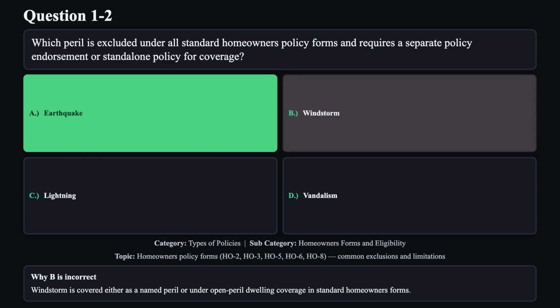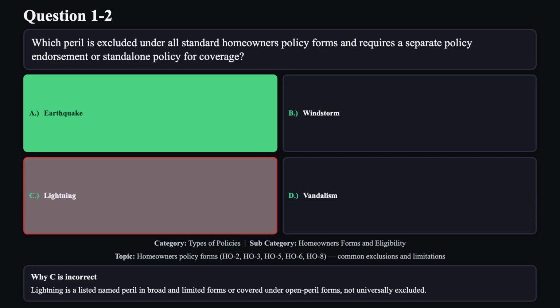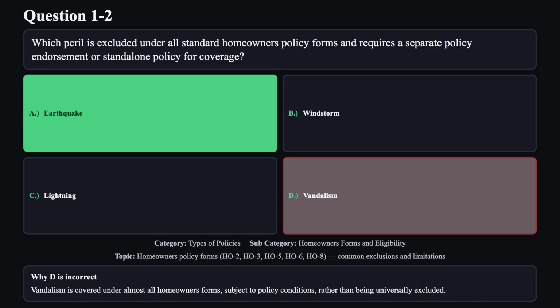Reason B is not correct. Windstorm is covered either as a named peril or under open peril dwelling coverage in standard homeowners forms. Reason C is not correct. Lightning is a listed named peril in broad and limited forms or covered under open peril forms, not universally excluded. Reason D is not correct. Vandalism is covered under almost all homeowners forms, subject to policy conditions, rather than being universally excluded.